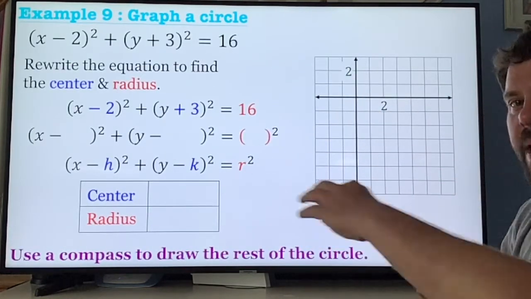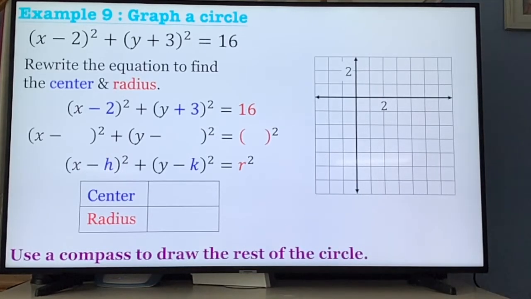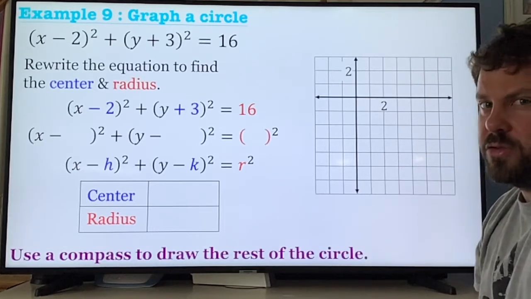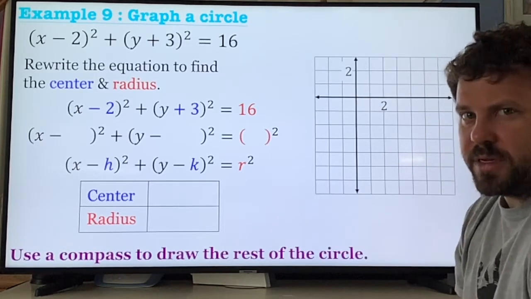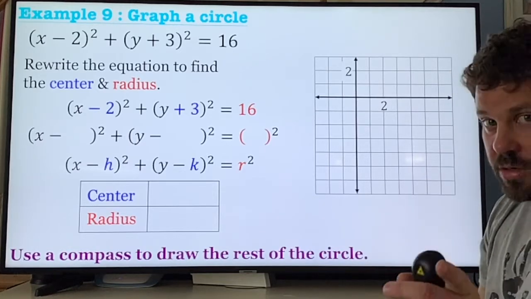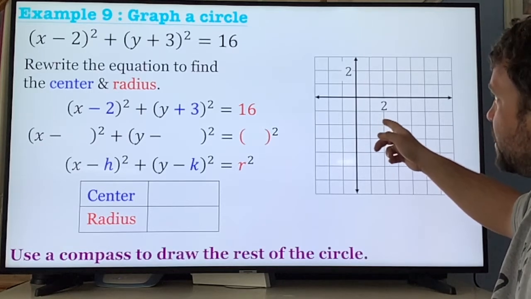Now, what we're going to do is go backwards. Obviously, we're not in a class, so we don't have compasses. You can just sketch it the best you can. Most of you guys aren't very good drawers. But just do the best you can. You know what I'm talking about. All right, just joking. X minus 2 squared, y plus 3 squared equals 16.